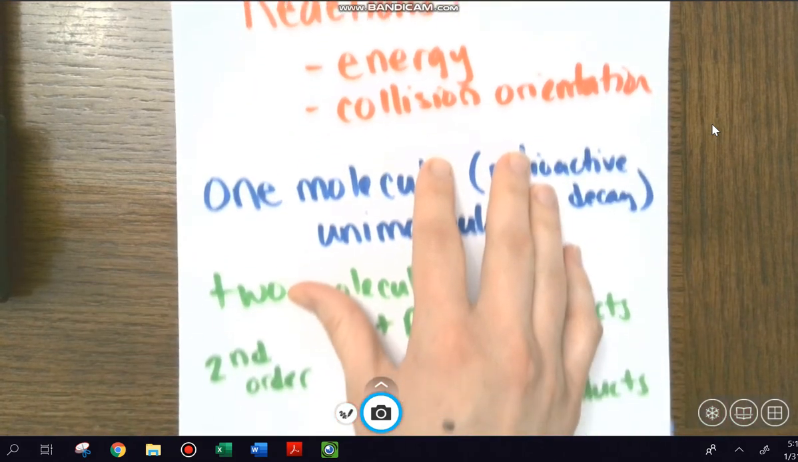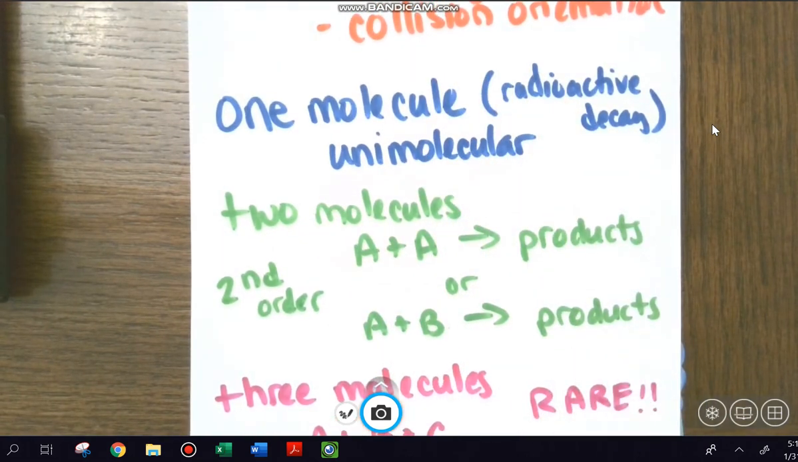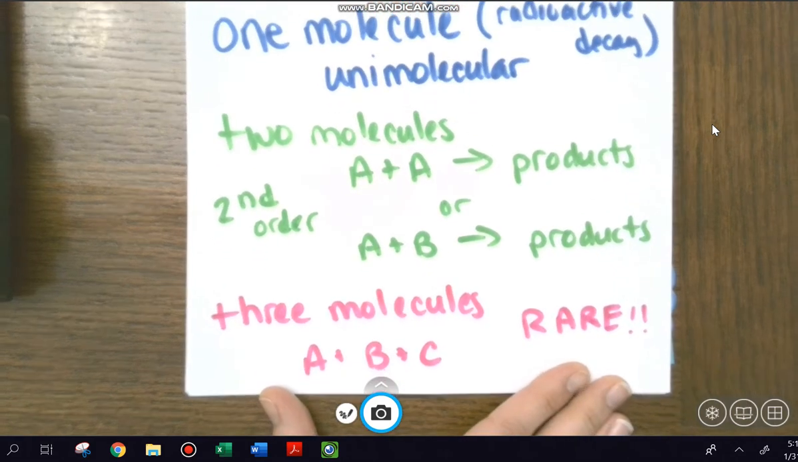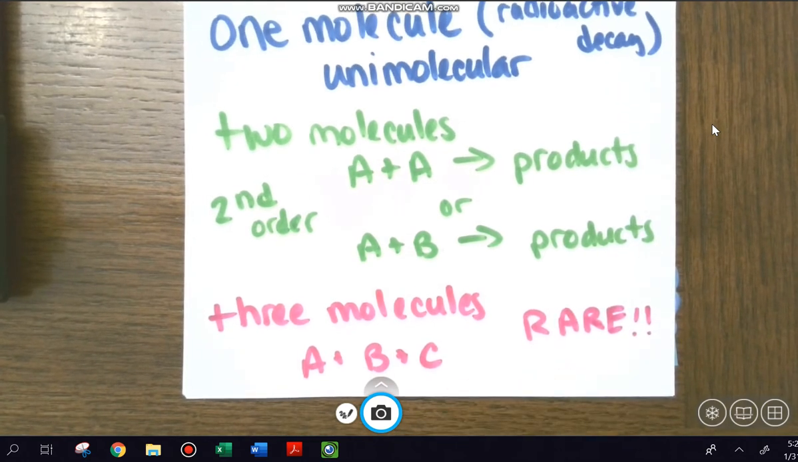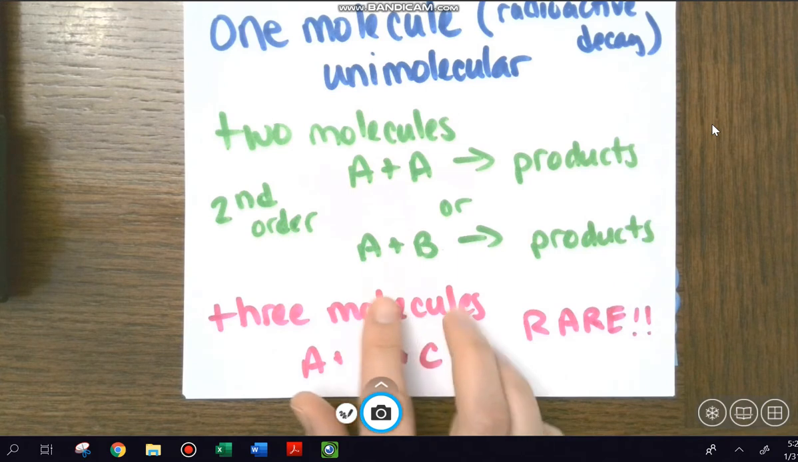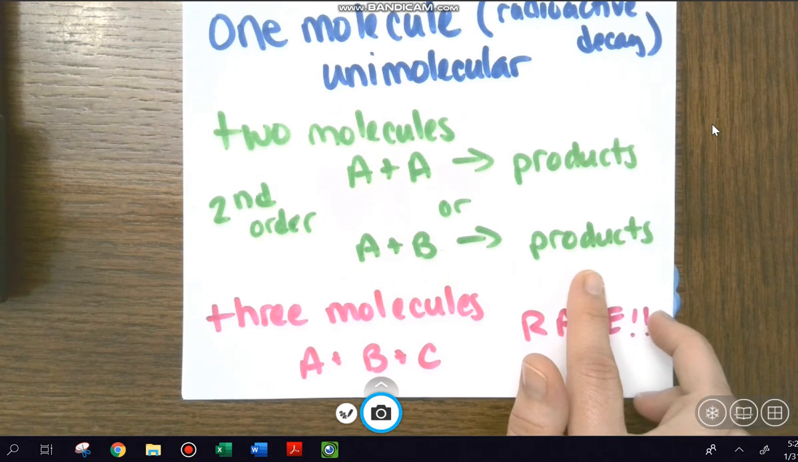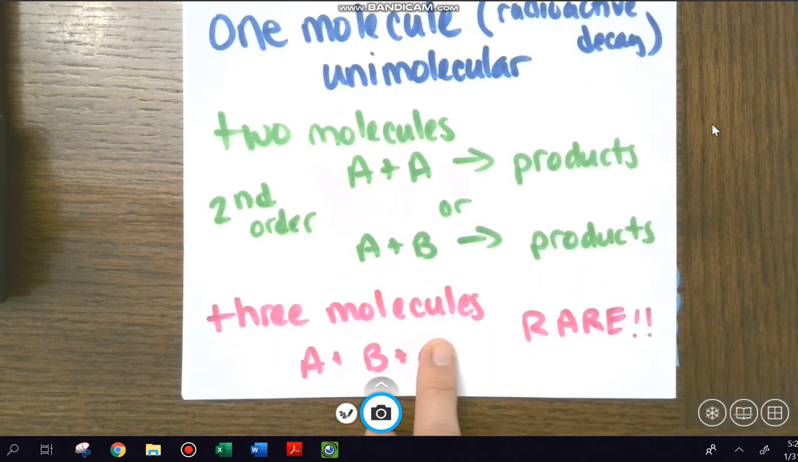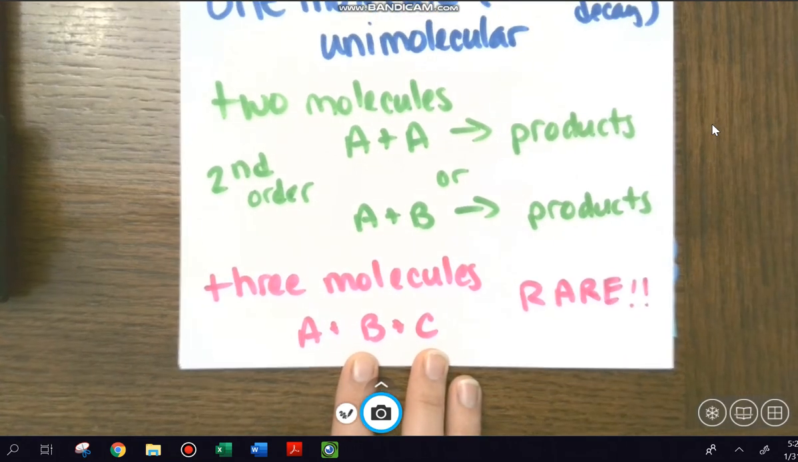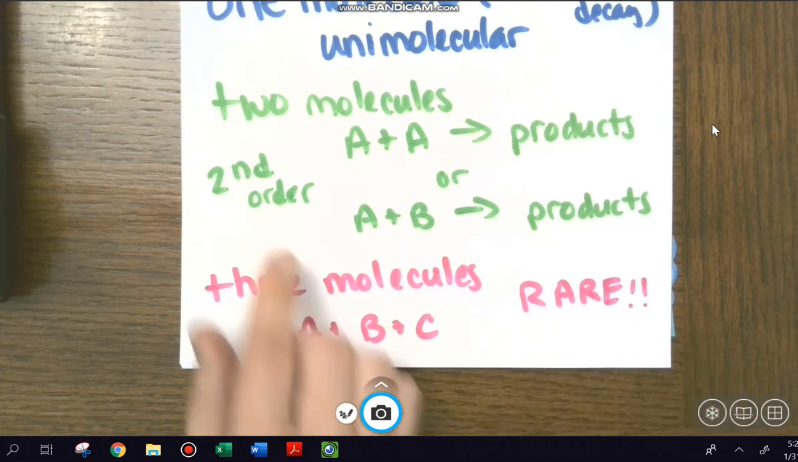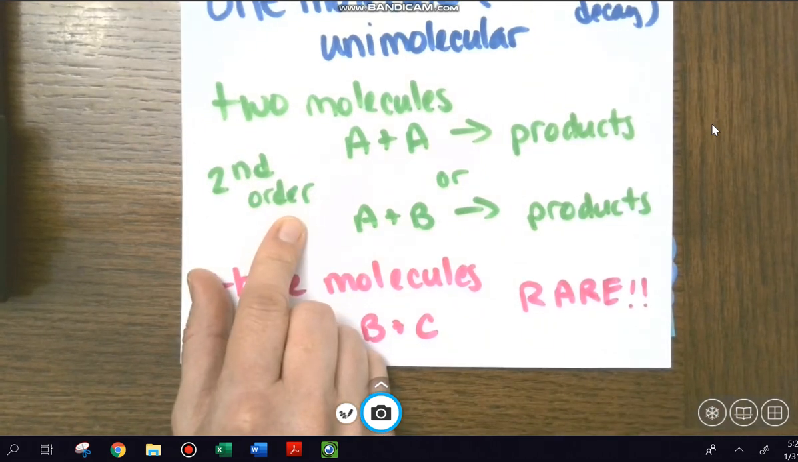So you can have several different kinds. You can have one molecule. Generally, that's going to be radioactive decay, where one molecule splits down into two molecules or more. That's unimolecular. You can have two molecules where A plus A, the same molecule, hits each other to get products. Or you have an A plus B, where you have two different things colliding at the right orientation with enough energy to get products. Very rarely you'll have three molecules. They have to hit each other at the same time with enough energy to have a reaction in order to have products. One thing I do want to point out, you'll notice here I wrote that with two molecules you're going to have second order reactions at that point.